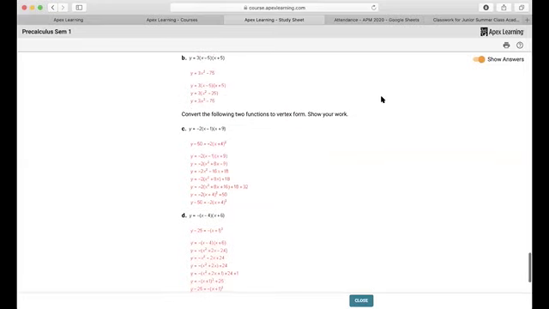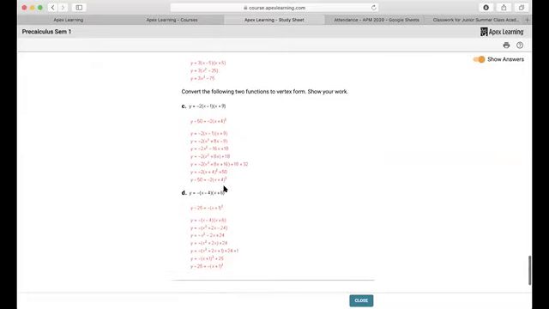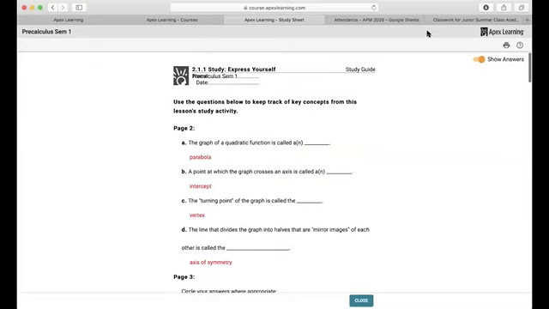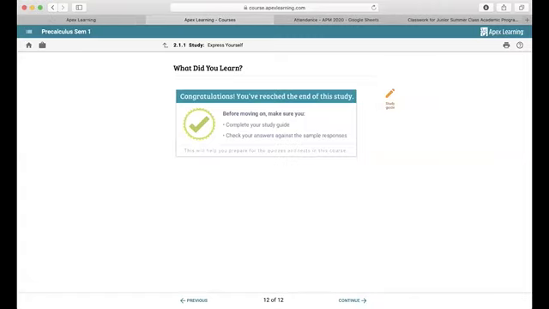So please, if you get stuck on vertex form, go back to the notes and also go back to here. So that's the study sheet for this one.